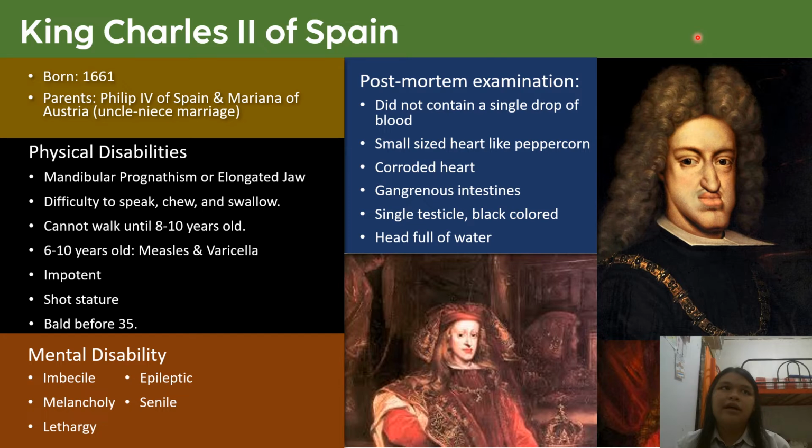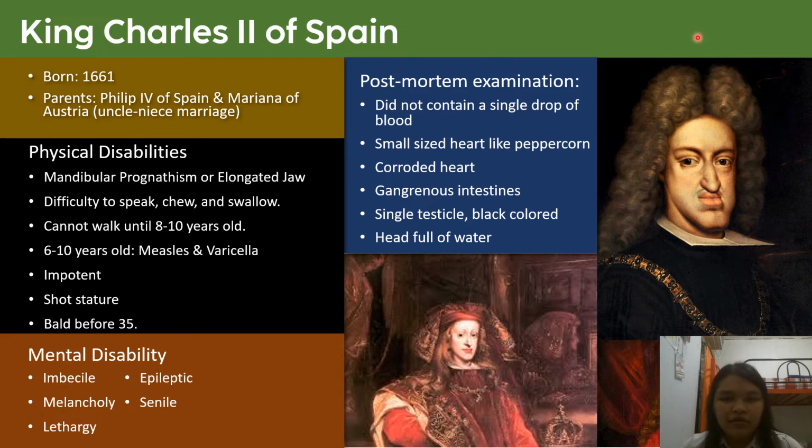So sometimes he can have seizures, he can have involuntary movement. That means he doesn't want to move his hand, but because his brain has some problems, the hand moves by itself. And he is also senile. And Charles died at a very young age of 38 years old, and his post-mortem examination says that he did not contain a single drop of blood.